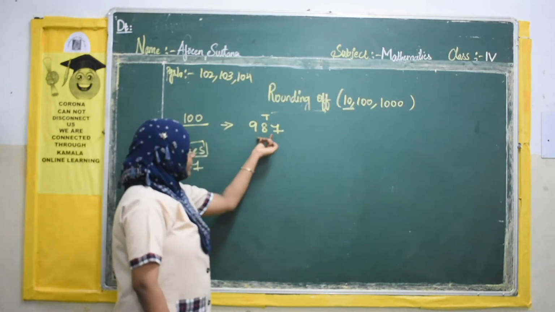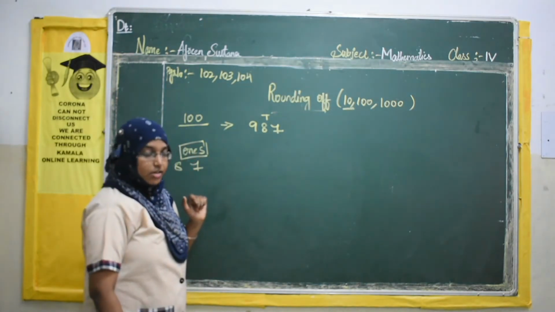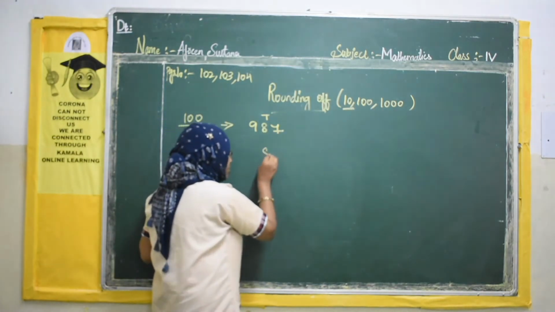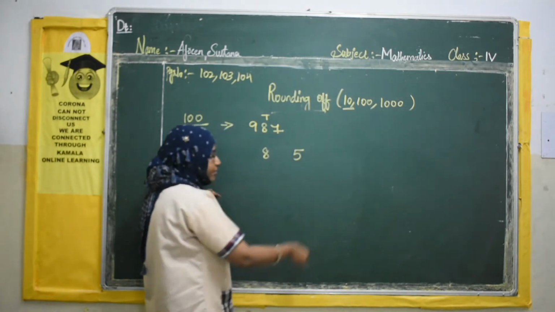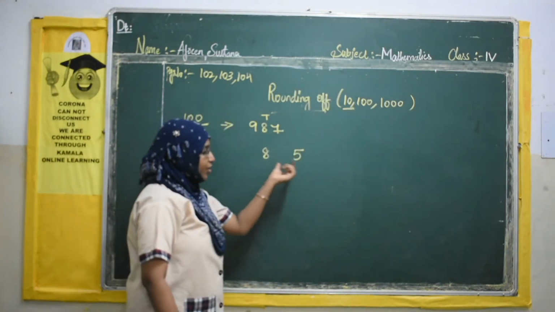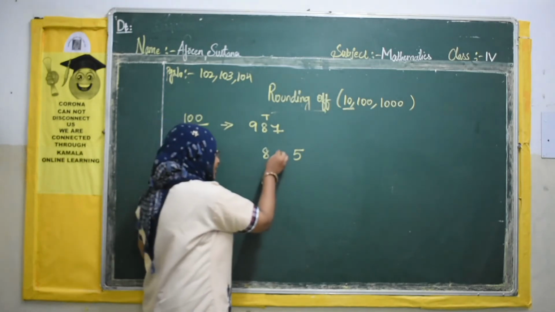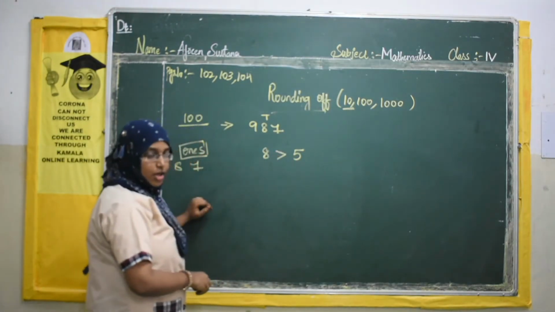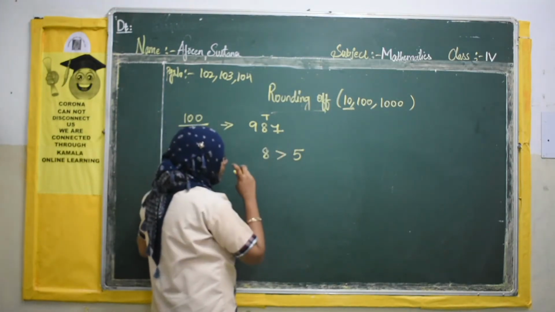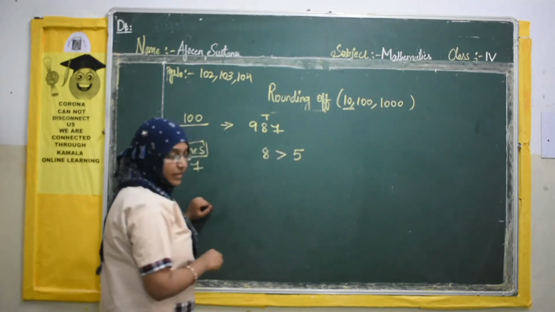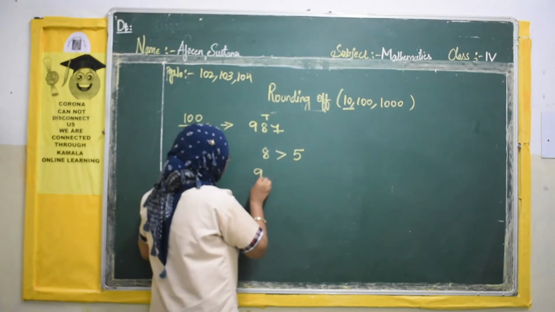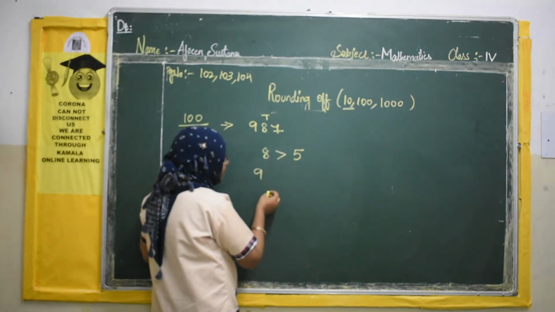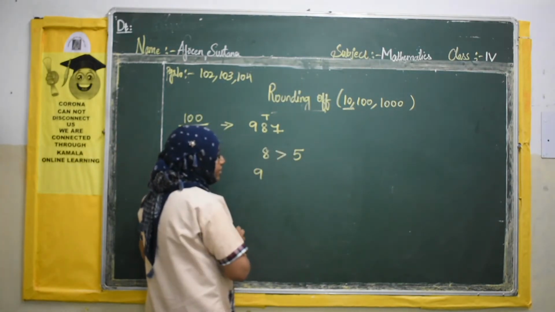Now what is the digit here in the tens place? It is 8, right? Now again, 8 we will compare with 5. Is 8 less than 5 or greater than 5? Greater than 5. So what will 987 become?